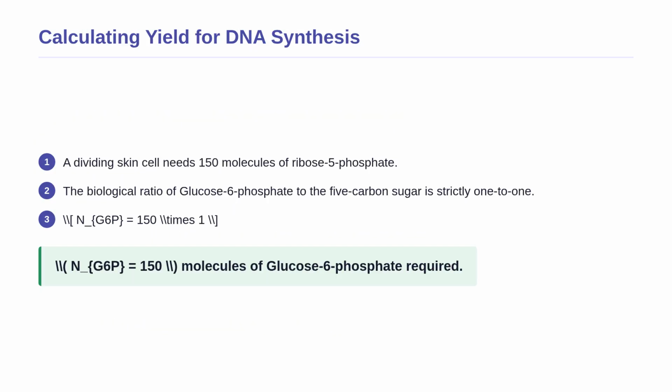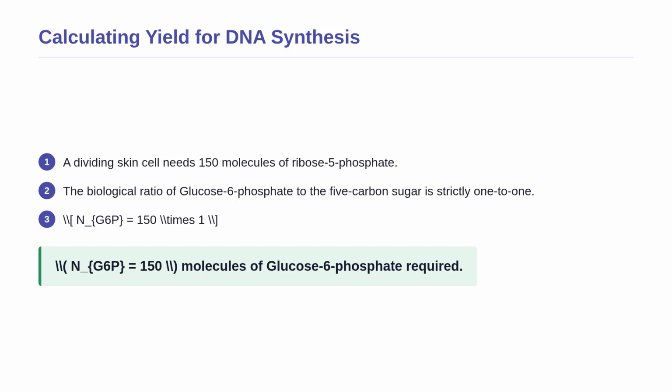Let us apply this chemical equation to a real biological scenario. Suppose a rapidly dividing skin cell is preparing to replicate its DNA and needs to synthesize exactly 150 molecules of ribose 5-phosphate to build new nucleotides. We need to determine how many molecules of glucose 6-phosphate must enter the pathway.